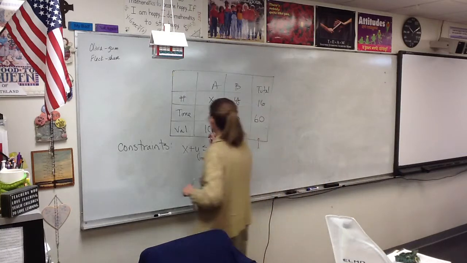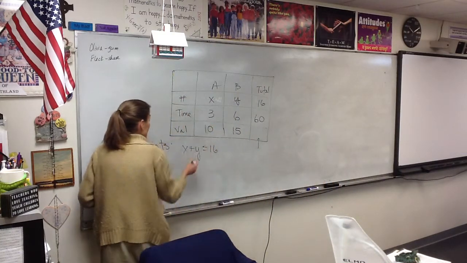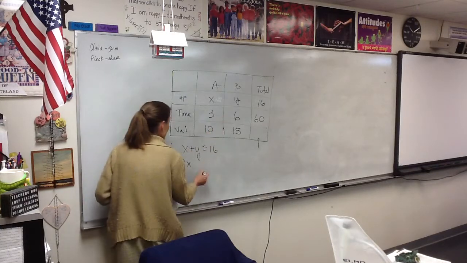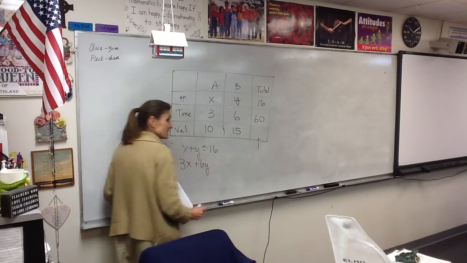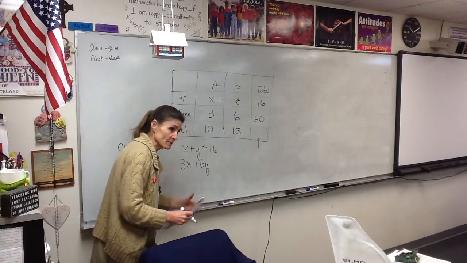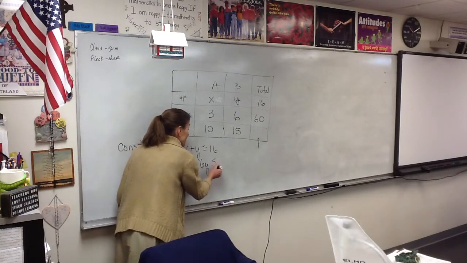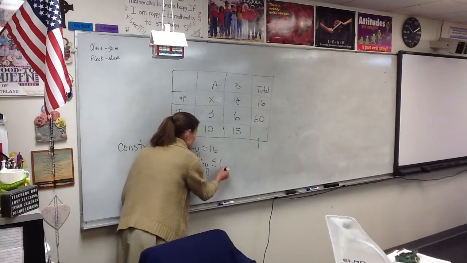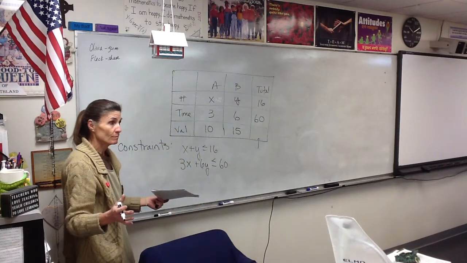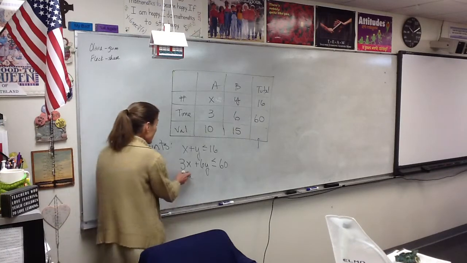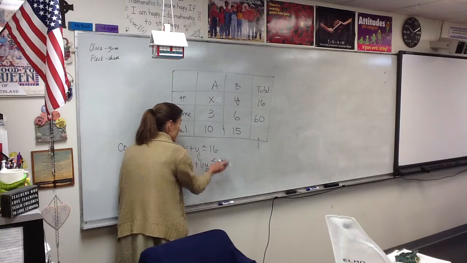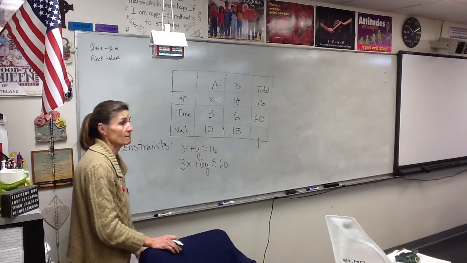Now I also know that every X is going to take me 3 minutes, every Y is going to take me 6 minutes, and together that has to be less than or equal to 60 minutes, because that's all the time I have. So whatever time I spend on the A's and the B's has to add up to be less than or equal to 60.